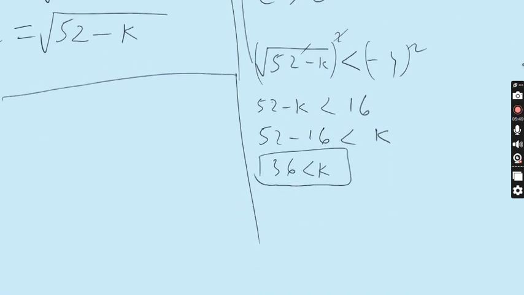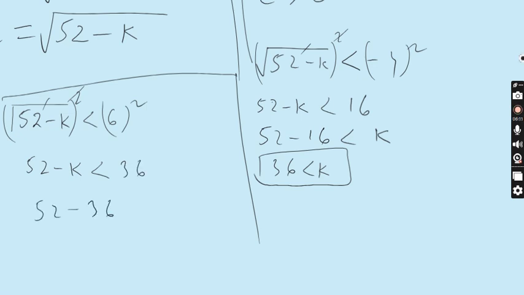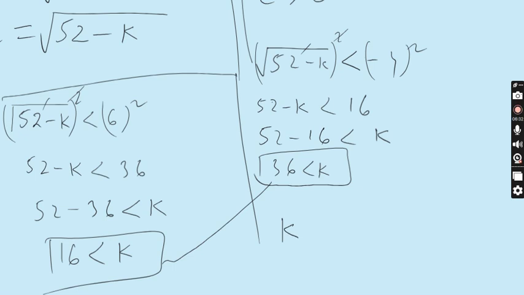The radius is less than 6. So root of 52 minus k is less than 6. Again squaring on both sides, 52 minus k is less than 36. 52 minus 36 is less than k, so 16 is less than k. The second inequality is k is greater than 16. We know k is greater than 16 and k is greater than 36. Combining these, k is greater than 36, because if a number is greater than 36, obviously it is also greater than 16.